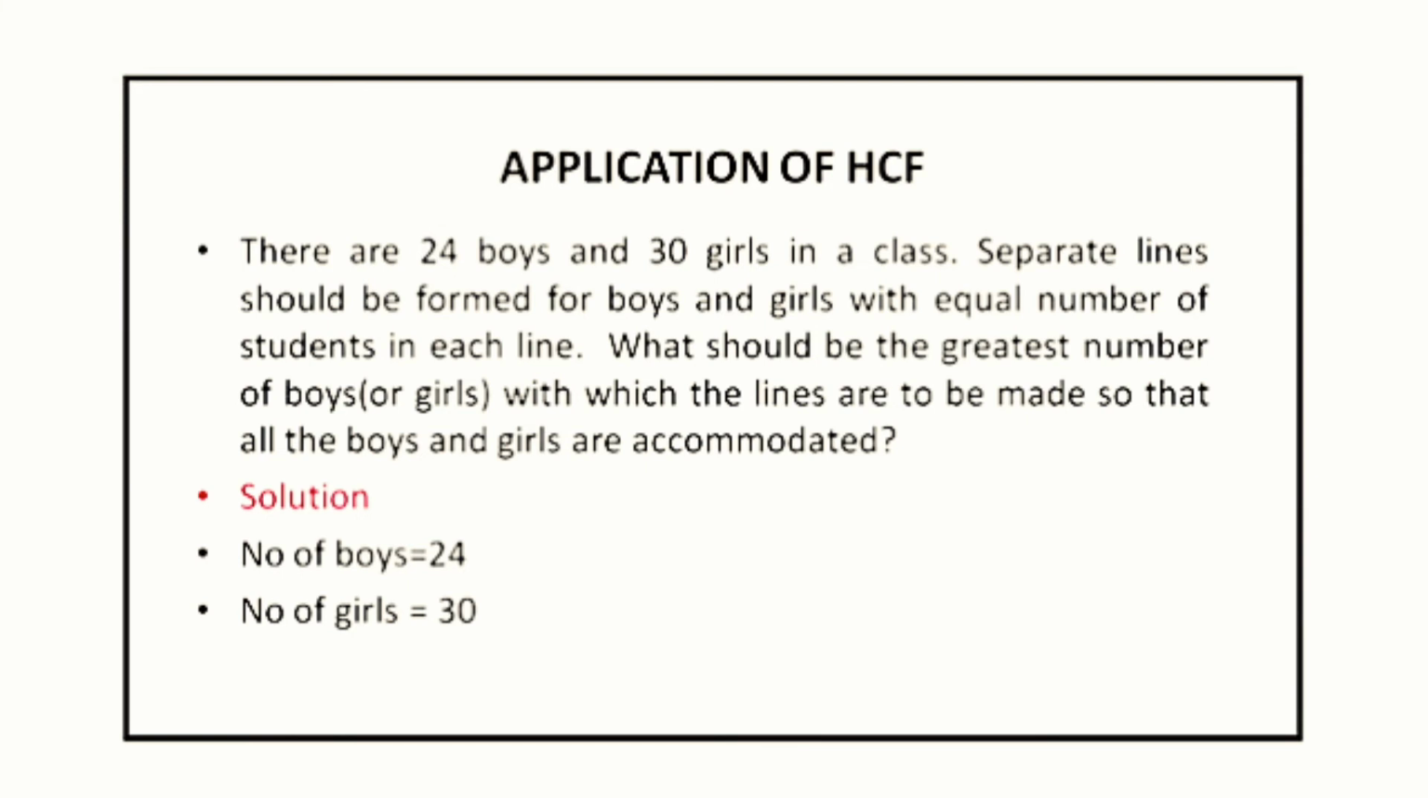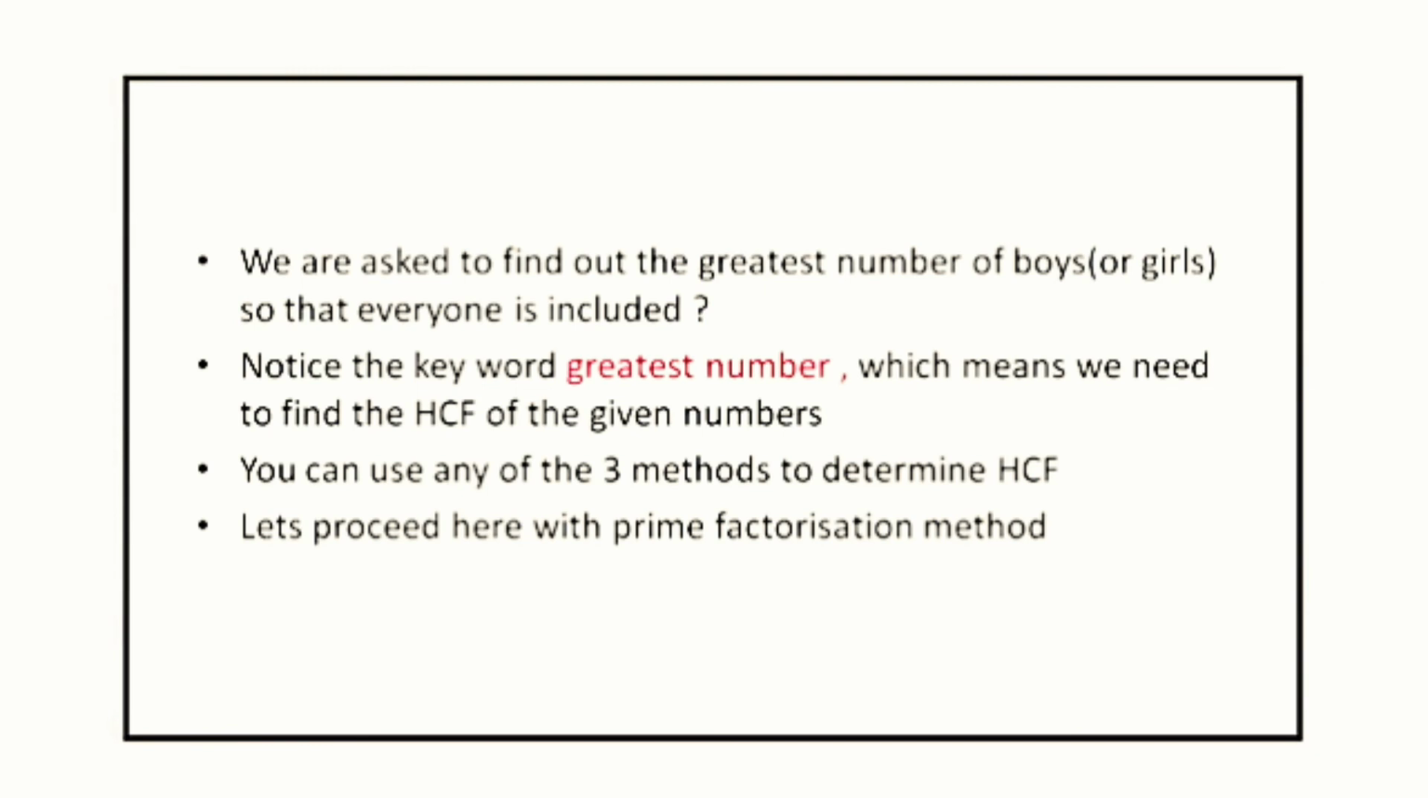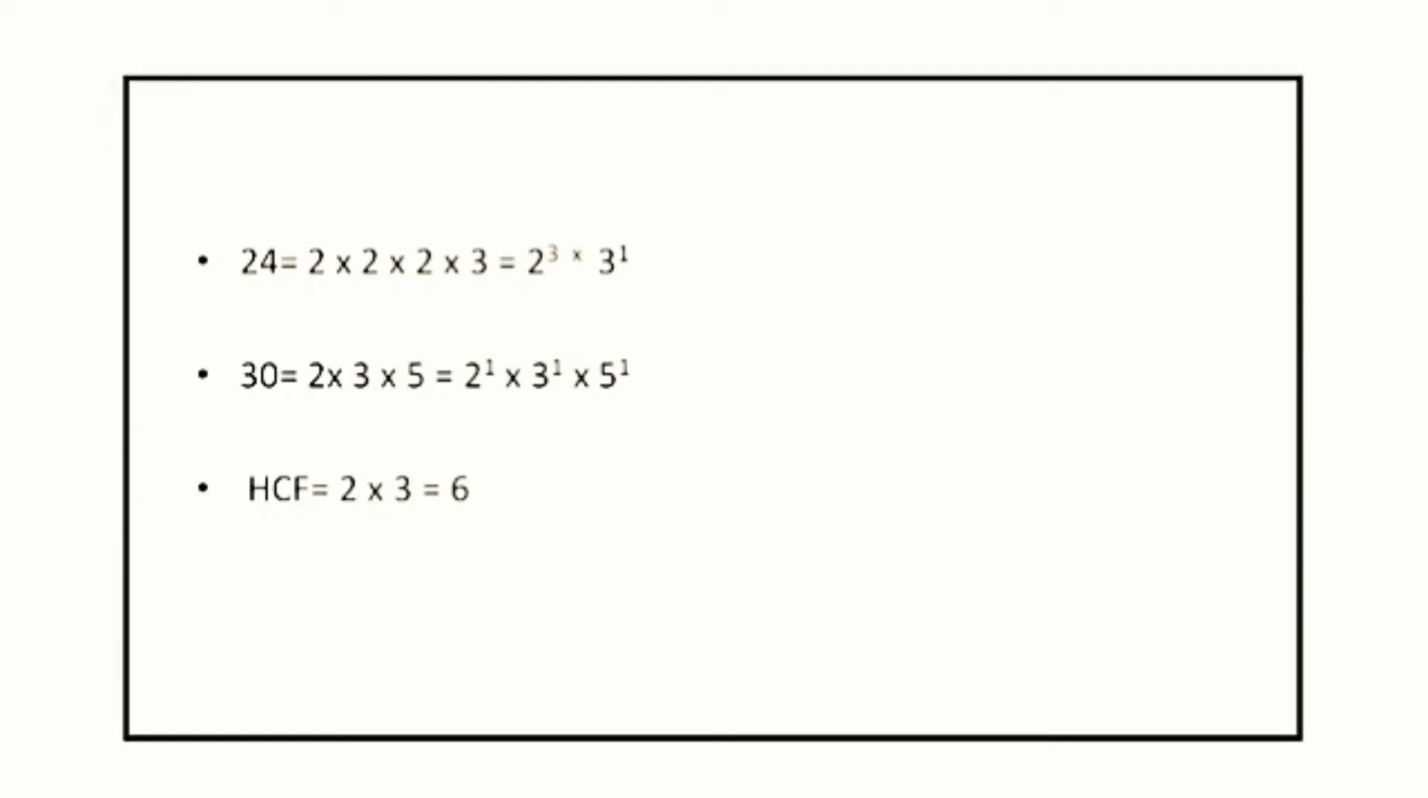So, the solution here is to determine the number of boys and girls. Number of boys equals 24 and number of girls equals 30. We are asked to find out the greatest number of boys or girls, which means we need to determine the HCF. As explained just now, any of the three methods can be used to determine the HCF. Let's proceed with the prime factorization method. 24 can be expressed as 2 into 2 into 2 into 3, and when written in exponential form it becomes 2 raised to 3 into 3 raised to 1.